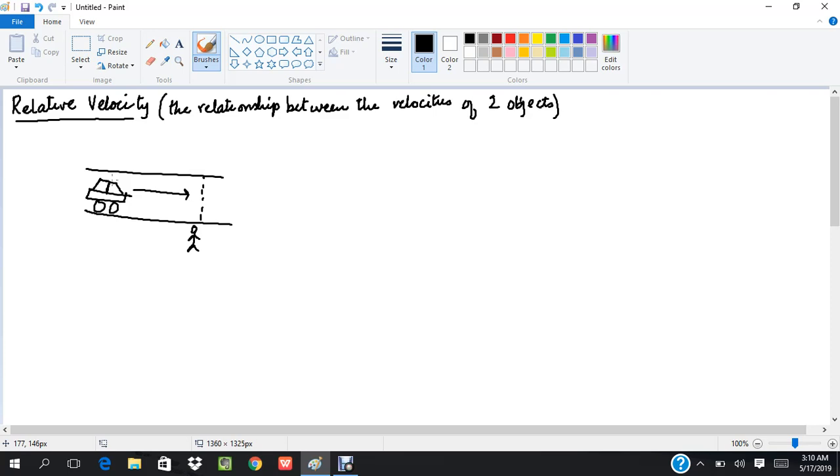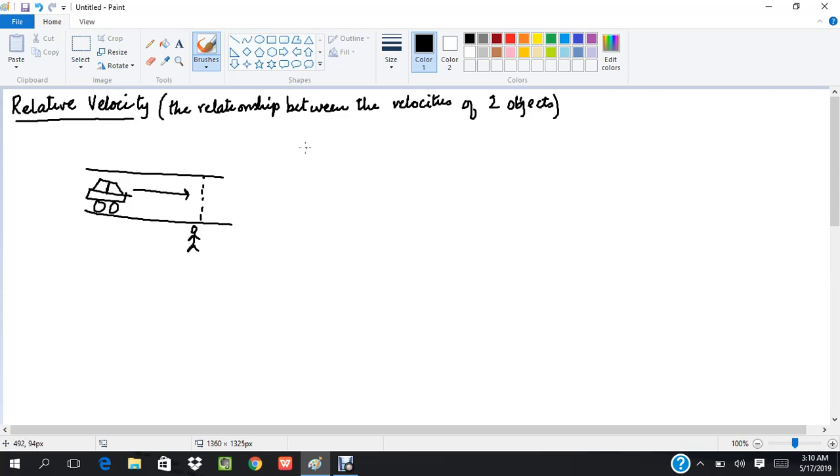So, what are we doing here? We are comparing the velocities of the car and our potential velocity in order to cross the road and avoid impact with the car. So this is one example of relative velocity in our daily lives.